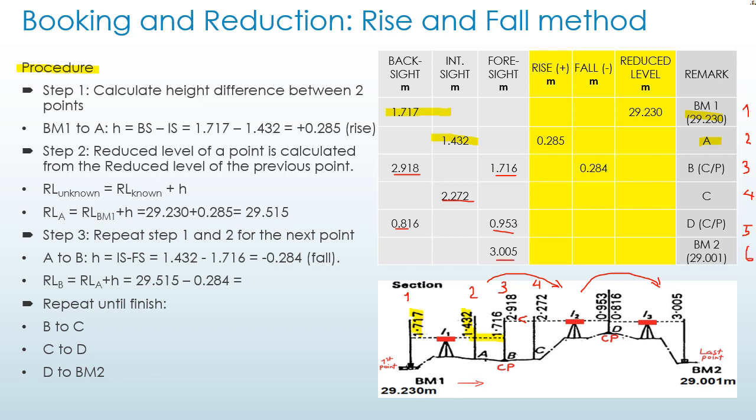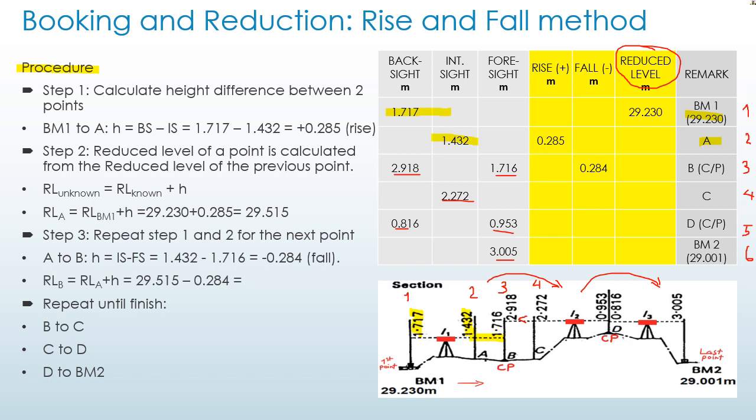So we have to follow the order of the survey when you write the results. After you got the readings over here, let's have a look at how to calculate the rise and fall and the reduced level.